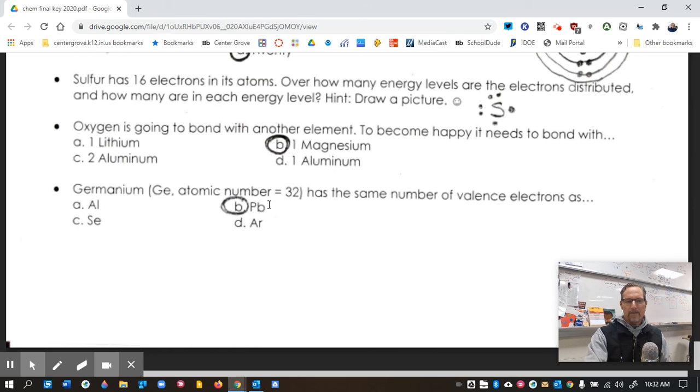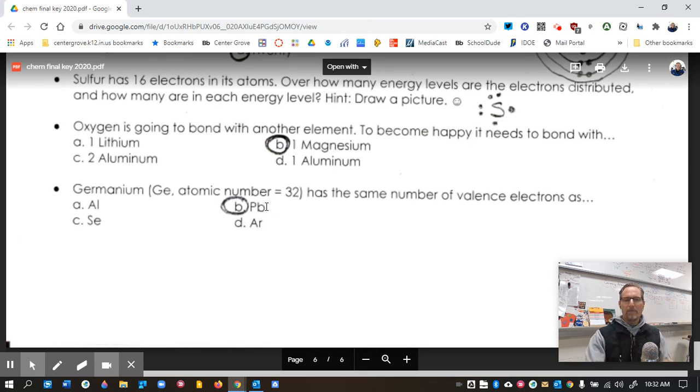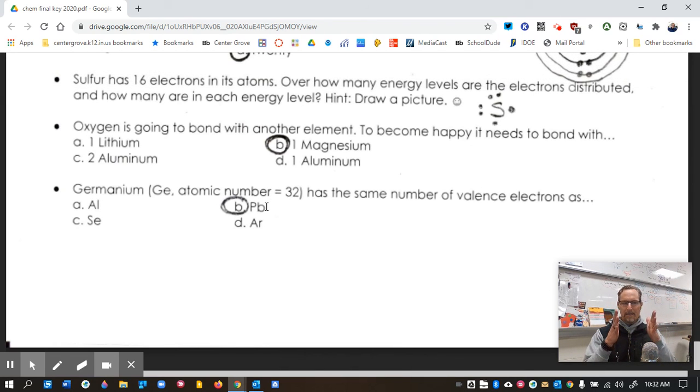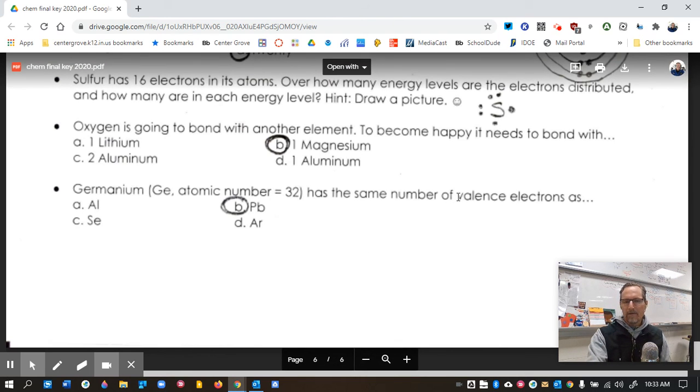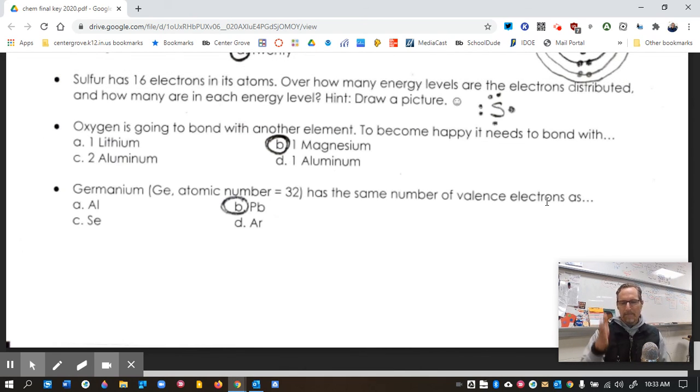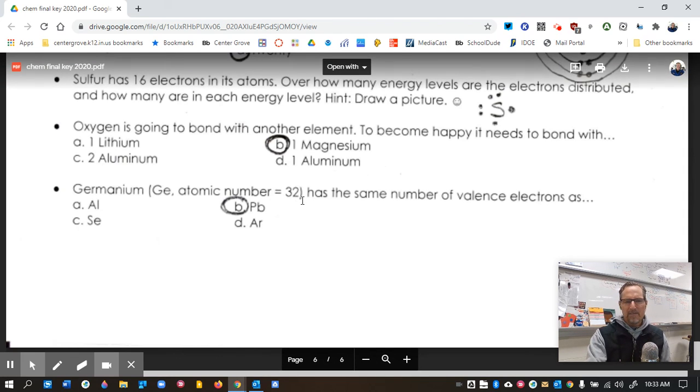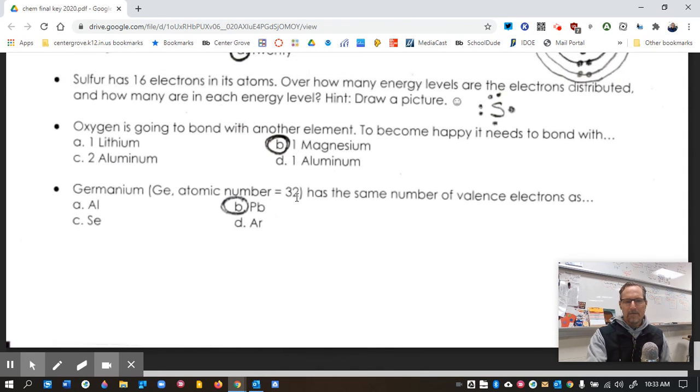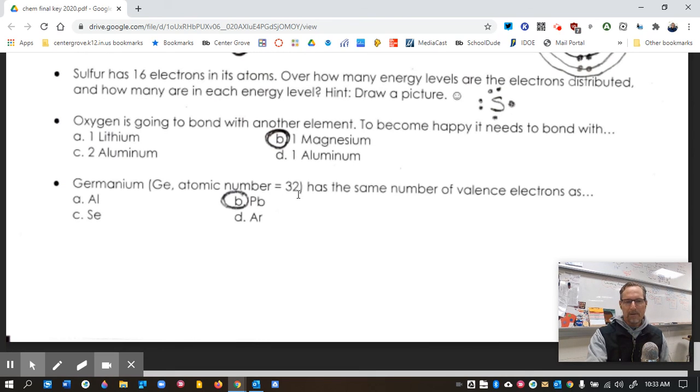And then this one is asking about something that has the same number of valence electrons. So I want to find that in the periodic table, and I want to find something in the same group because what it's asking for are the valence electrons. And remember, the valence electrons are the group number for that. So this example, I know I won't on the test ask about something that's not in the first 20 elements, so I'm surprised that that's on there.